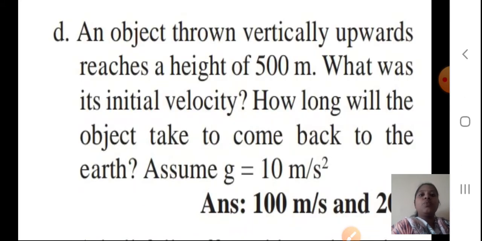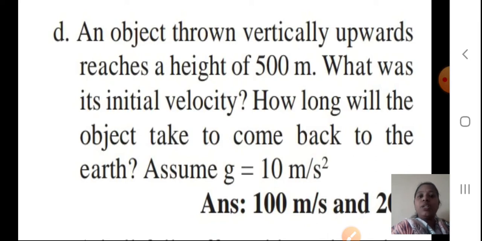Our next sum is D1: an object thrown vertically upwards reaches a height of 500 meters. What was its initial velocity? So we have to calculate its initial velocity. How long will the object take to come back to the earth? So we have to calculate the time. And we have to assume that g is 10 meter per second square. Okay students, so we will see how we are going to solve this.